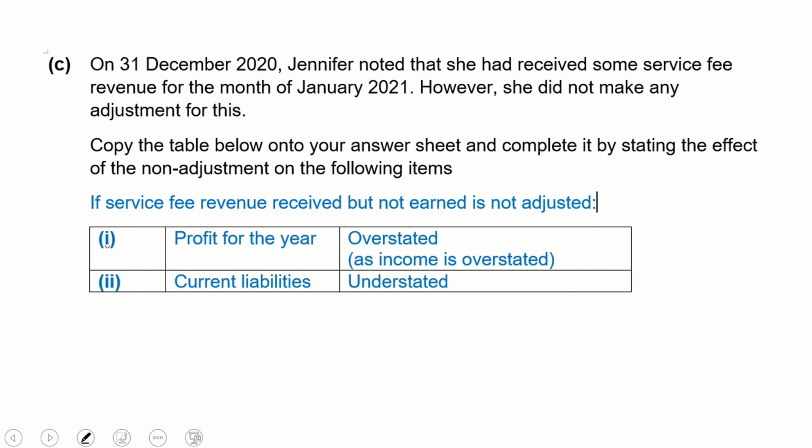Finally, the last question. Jennifer noted that she had received some service fee revenue in the next year, for the month 2021, but she did not make any adjustment for it. So at the year end, she got some money for next year, but she never did anything. So what is the effect of this non-adjustment? Since she received some money but never made any adjustment, is the effect overstated or understated? If you receive service fee revenue and not earn it, and you never adjust it, profit for the year is overstated.